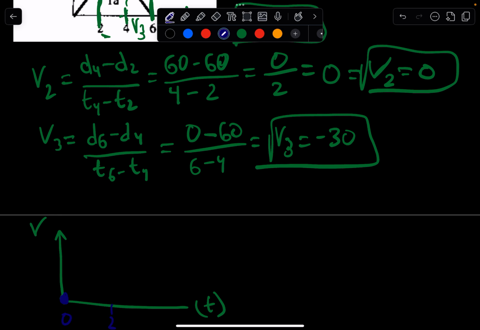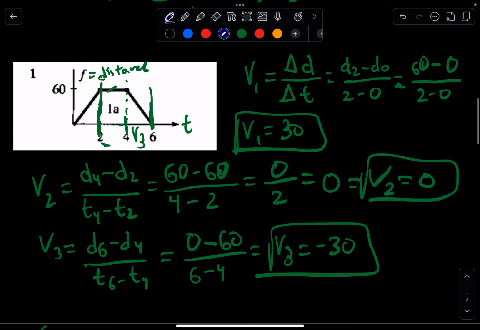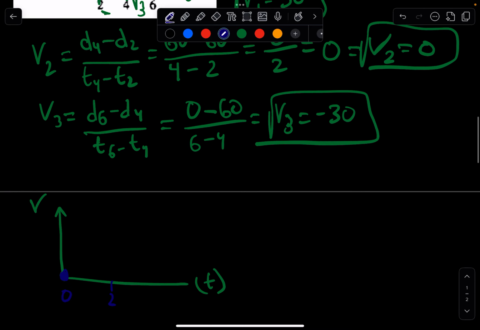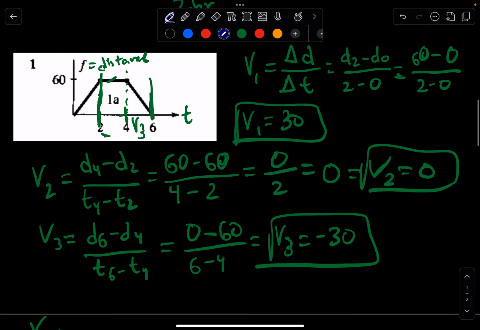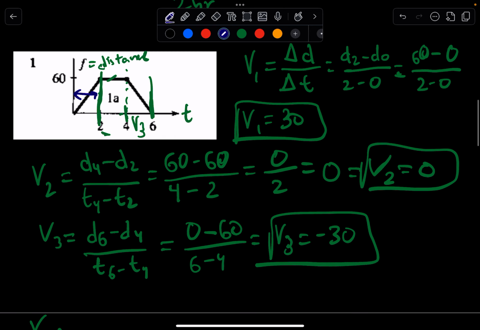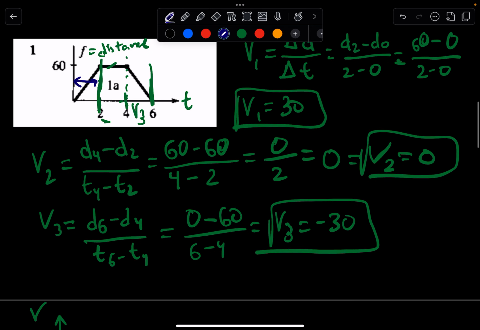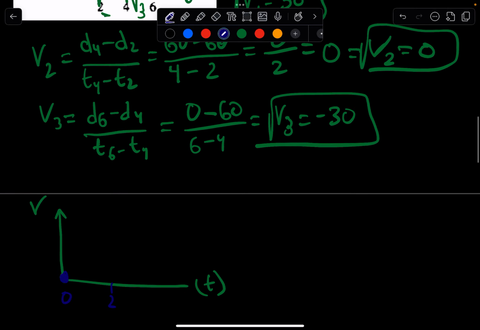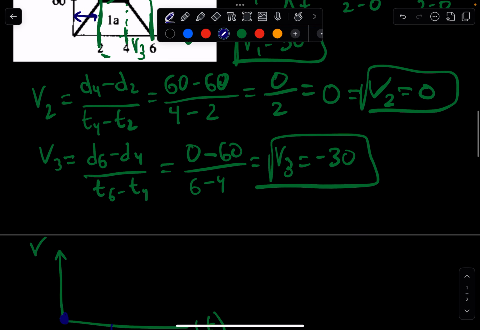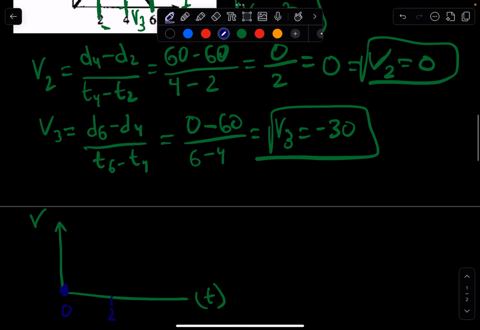At time 2, our velocity from this equation, so pretty much our velocity during this time period right here, it remained constant. And V1 equal to 30, right? So for the first 2 seconds or hours or minutes or whatever time units they are, our velocity remained constant at 30. So we can just plot it here. From here to here, it was 30.